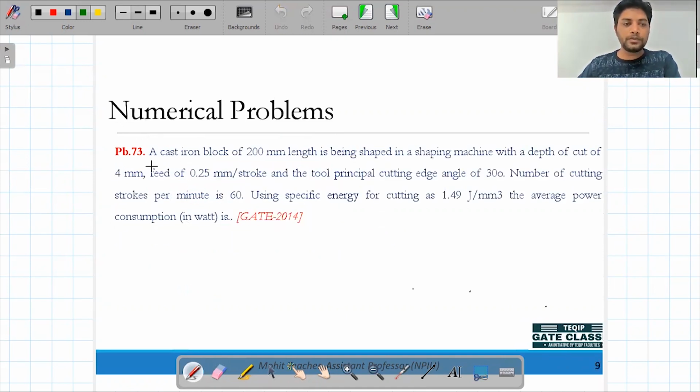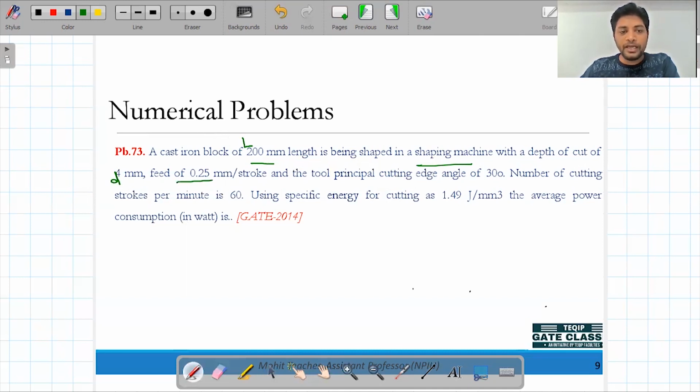Next is a cast iron block of 200 mm. Let me solve this question. This was asked in GATE 2014. A cast iron block of 200 mm, so the length is given to you, is being shaped in a shaper machine with a depth of cut of 4 mm, meaning D is given to you.